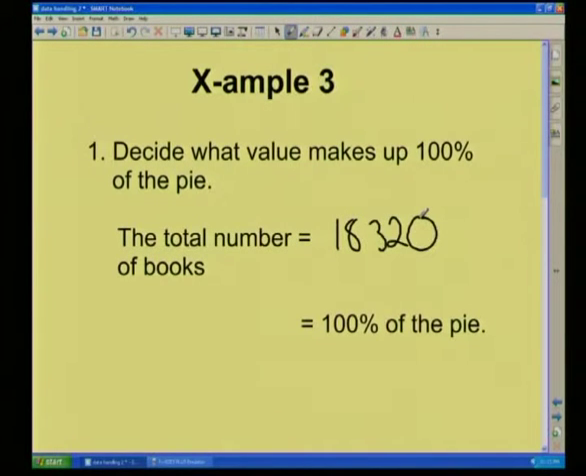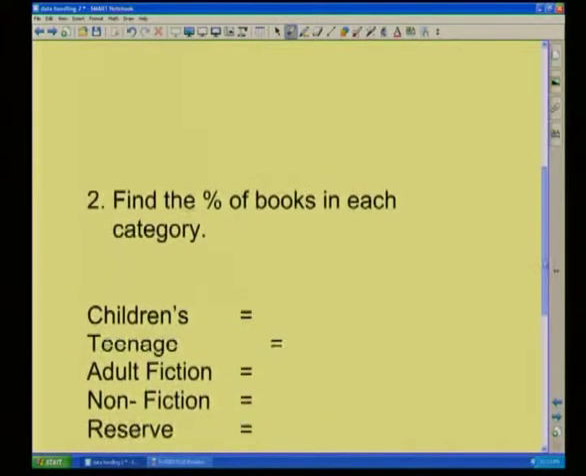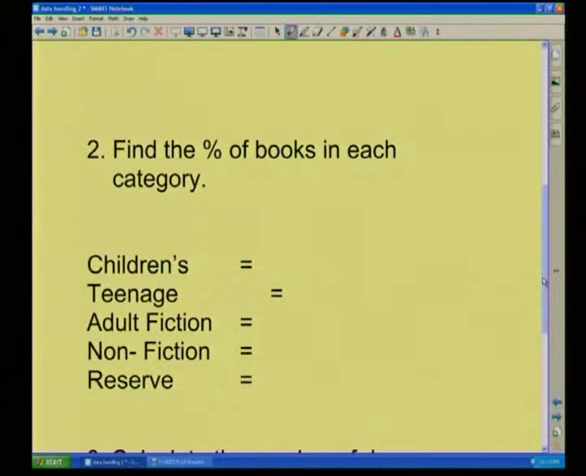18,320. Remember, the total number of books is 100% of the pie. So the 18,320 is the 100% of our pie. Now we're going to need to find the percentage of books in each category. Again, we'll need to go back to each of the totals that we had before.